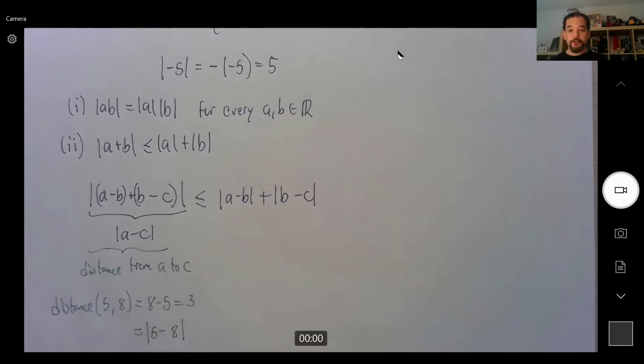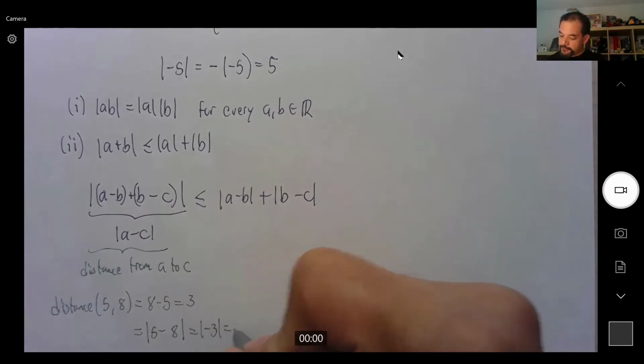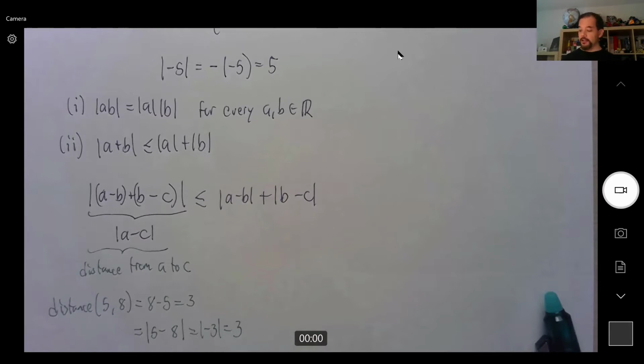If you do it the other way around, it would be 5 minus 8, that's negative 3. But the absolute value of negative 3 is 3, and that's convenient, right? Because then you don't need to identify which of the two is the largest. You can write it in general as the distance from A to C.